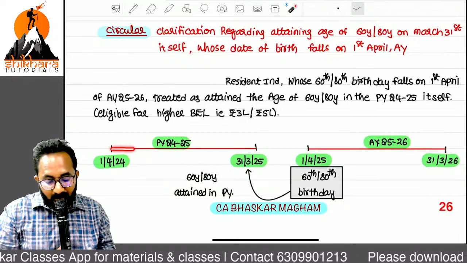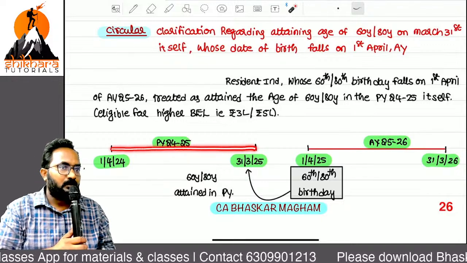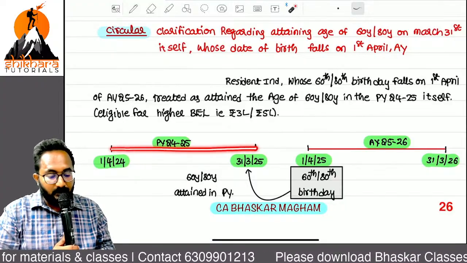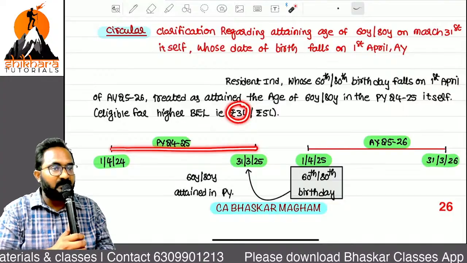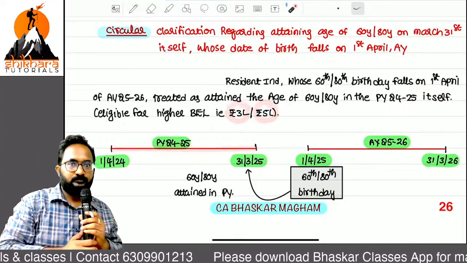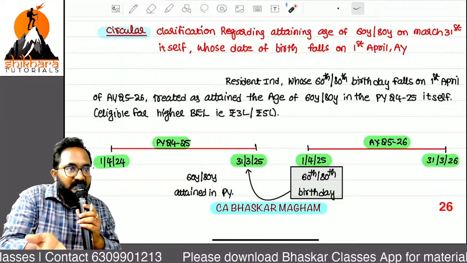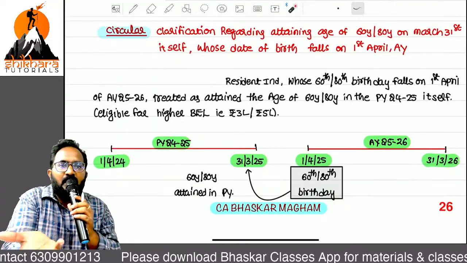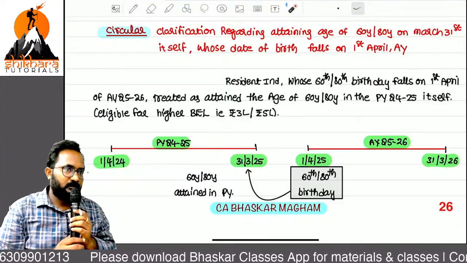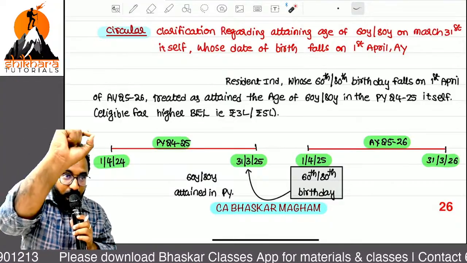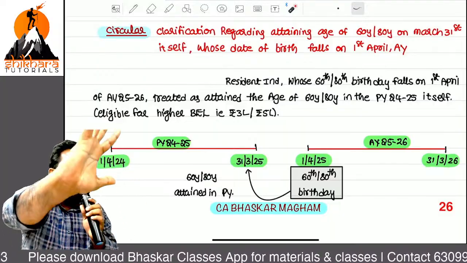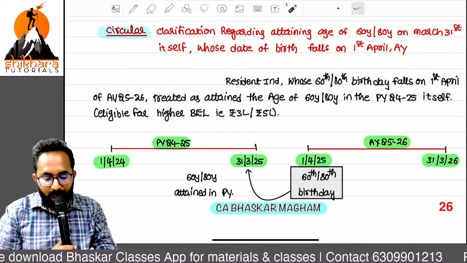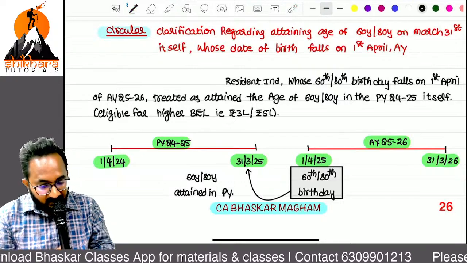If his birthday is during this previous year, he can claim the basic exemption limit of 3 lakhs or 5 lakhs. Because he has 60 years, 3 lakhs; 80 years, 5 lakhs. In case of the default tax regime, always how much? 3 lakhs. Just because of one day, he is losing the higher basic exemption limit. Now, the department has given the clarification.